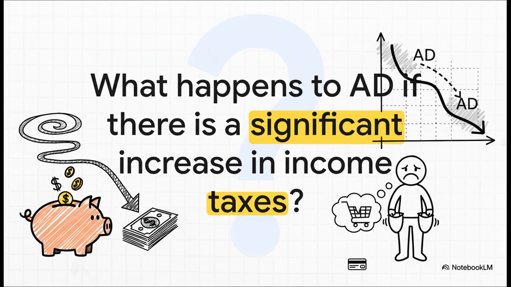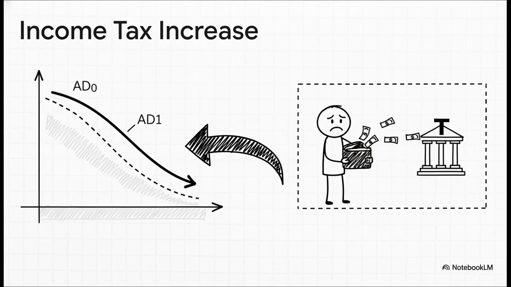What happens to aggregate demand if the government decides to pass a pretty significant increase in income taxes? And the answer is aggregate demand decreases. Higher income taxes mean we all have less disposable income, right? So that cuts back on consumer spending and shifts the AD curve to the left.